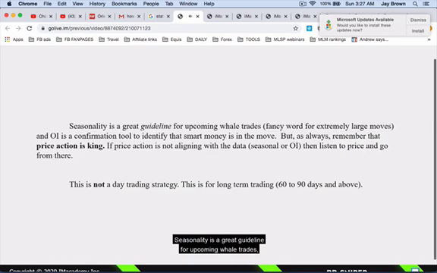Seasonality is a great guideline for upcoming whale trades, which is just a fancy word for extremely large moves. Okay, we went over that. And OI is a confirmation tool to identify that smart money is in the move. But as always, remember that price action is king. If price action is not aligning with the data, and that goes for seasonality or open interest, then listen to price and go from there.